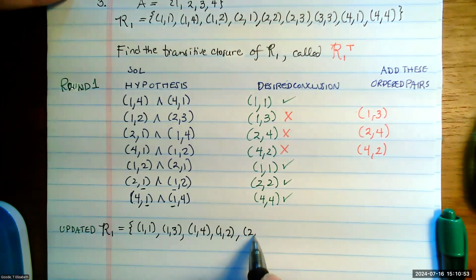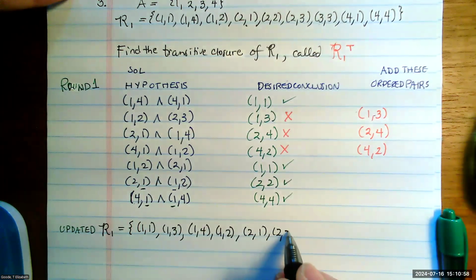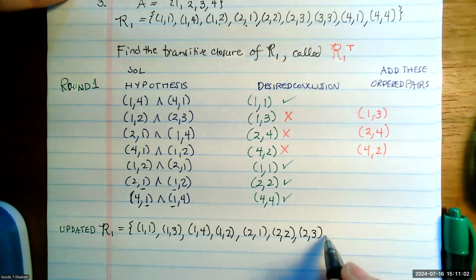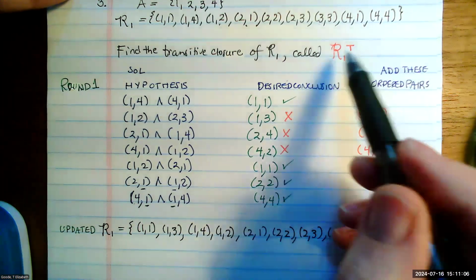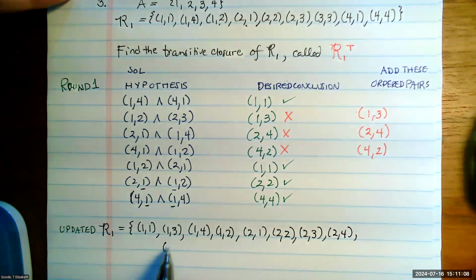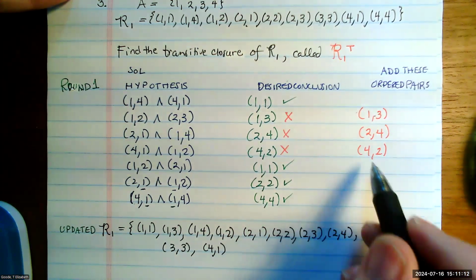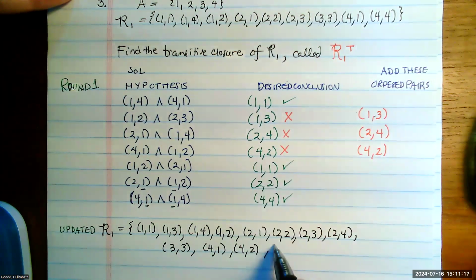We have (2,1) already in there, right? And (2,2) and (2,2), (2,3). Wow, look at that. But now we need to add (2,4). It's getting big. And we have (3,3) and (4,1). And we're going to add (4,2). And we have (4,4).